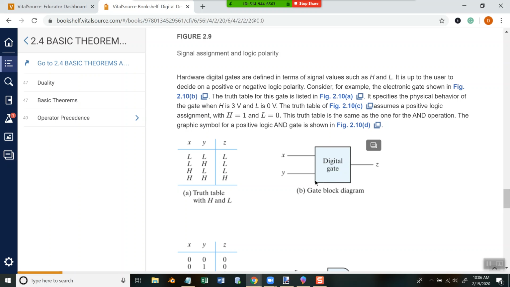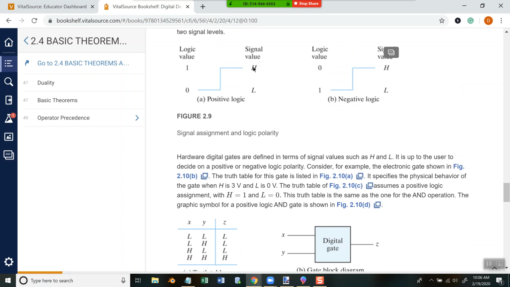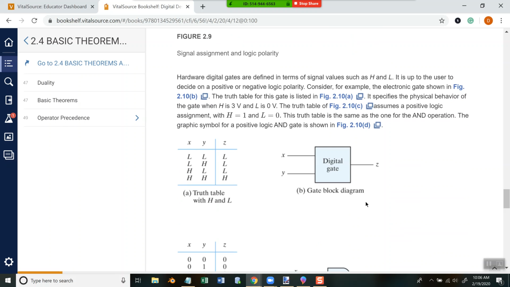Okay, that'd be this one right here, this gate block diagram. The truth table for this gate is listed in A, over here. Again, this is a generic gate that they're indicating here. And then you got your truth table. Remember, the H could represent 1, the L could represent a 1. It specifies the physical behavior of the gate when H is 3 volts and L is 0 volts. The truth table down here.